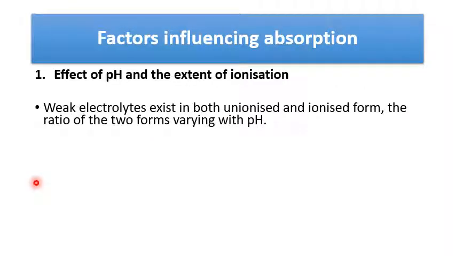Factors influencing absorption. You might know that drugs exist as either weak electrolytes, strong electrolytes, or non-electrolytes. A weak electrolyte can exist in two forms: the unionized form, or undissociated form, and the ionized form, or dissociated form. The ratio of these two forms varies based on the pH of the medium.